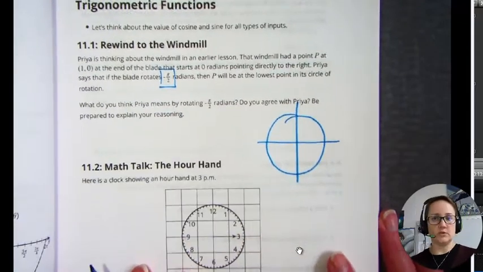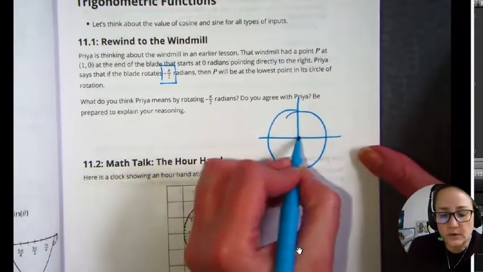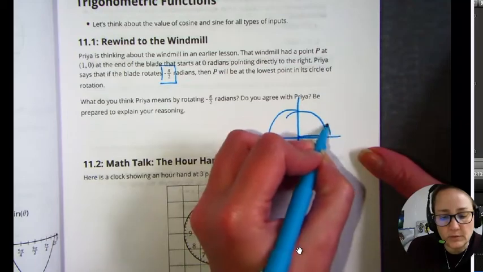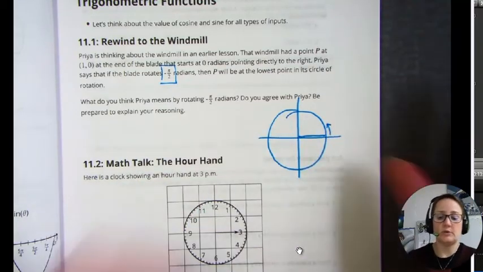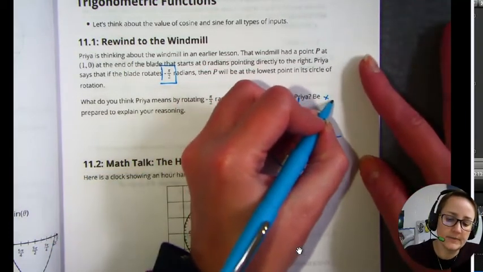Okay? So if we have something, drawing another famous unit circle going on here. Normally we start right here and we would normally be moving in a counterclockwise direction. That would be a positive angle measure.